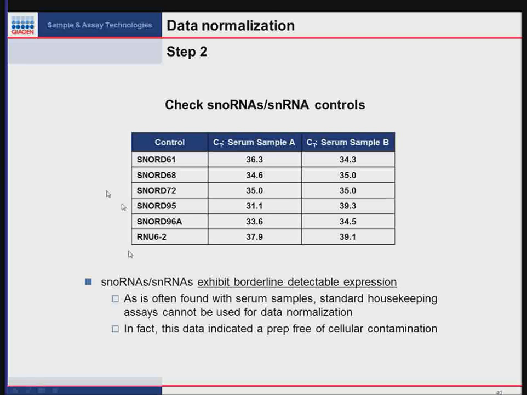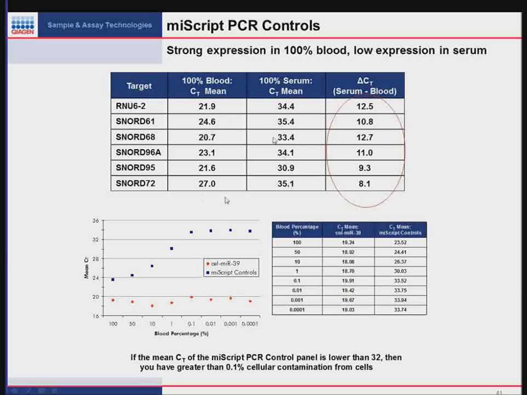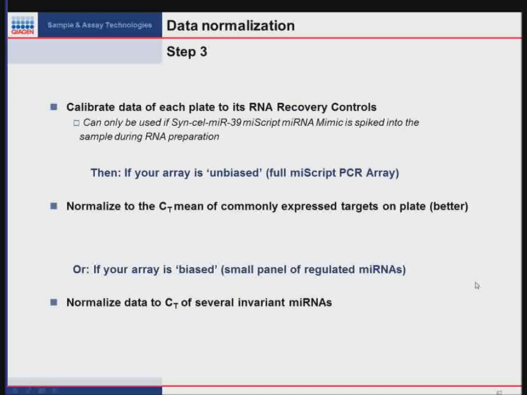So if you compare the CT values of these in blood to serum, you can see that some of them are expressed extremely highly in blood, like RNU6, and extremely low in serum. And the delta CT between these is 12.5, which is a 10,000-fold difference in abundance. So if your CT values for these are well above 30, you're generally fine. And so it's just something that's there, and it's something reasonable to look at.